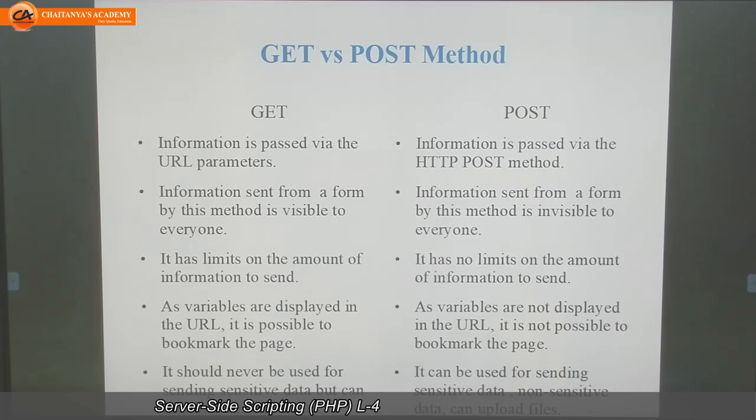Next, if we want to send a small amount of data, use the get method. If we want to send a big amount of data, use the post method. We can bookmark the page with get as variables are displayed in the URL, but we can't bookmark the page with post as variables are not displayed in the URL. If you want to send non-sensitive data, where you don't have any secret data, then use the get method. But if you want to send any secret information, any sensitive data, or upload big files, then you should use the post method.